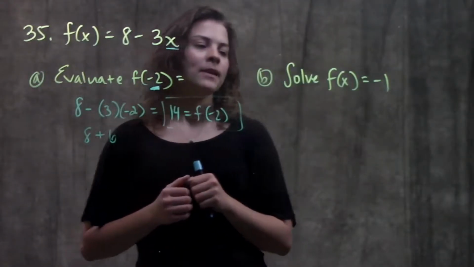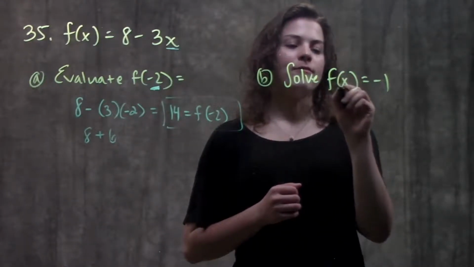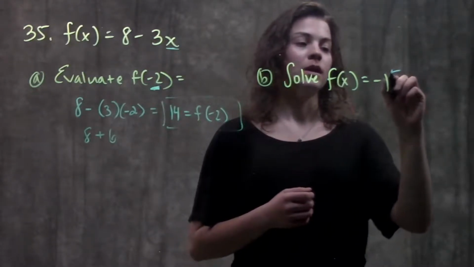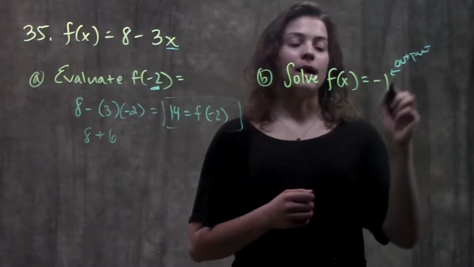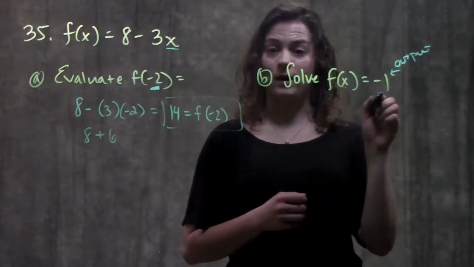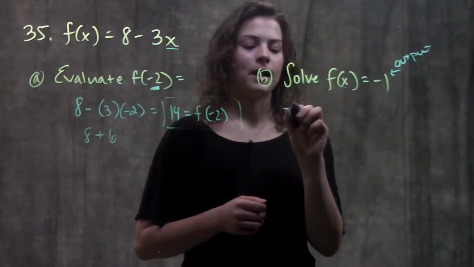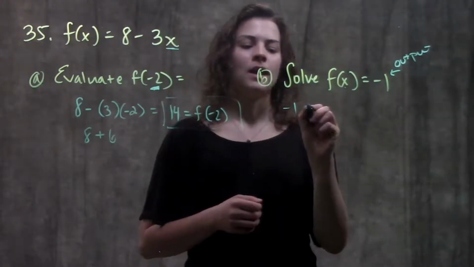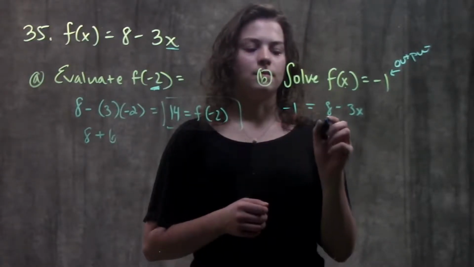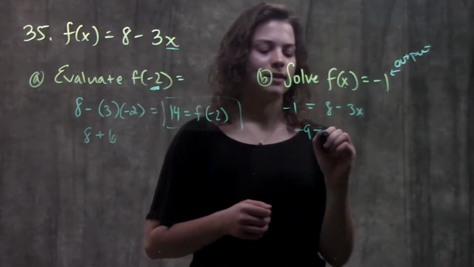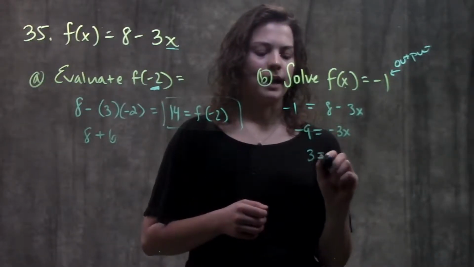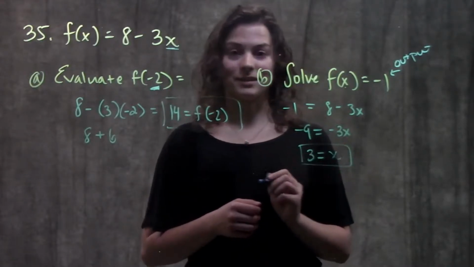Okay, moving on to part B, it's asking to solve f of x equals -1. In this case, they're giving us an opposite value. They're giving us the output, and we need to solve for the input, for the x. What x value will give us -1? To solve for this, I'll just plug in -1 wherever I see an f of x and solve for my x. Solving for my x, I subtract the 8 over to the other side, get -9 is equal to minus 3x. Dividing over the -3, I get that positive 3 is equal to my x.